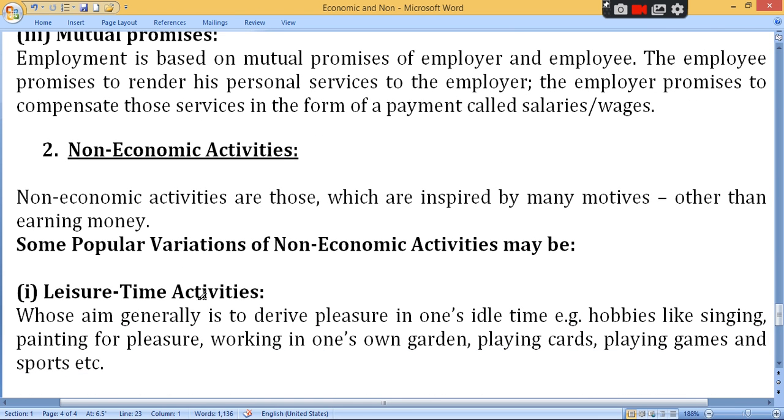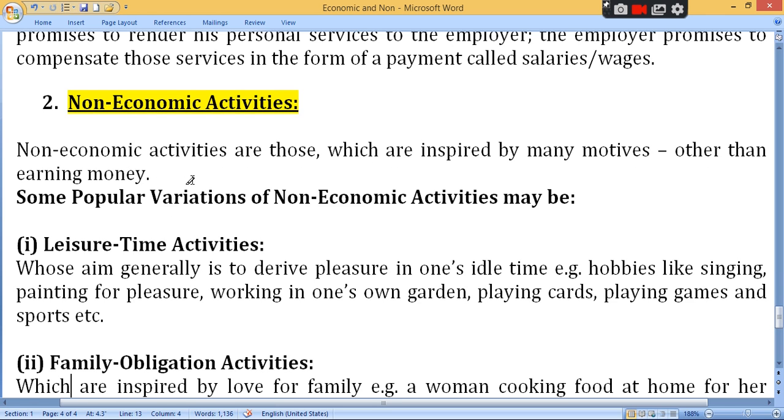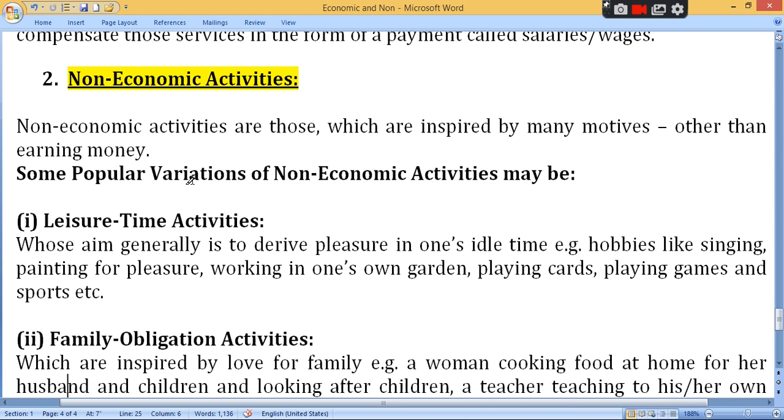Non-economic activity. Second part, that is non-economic activity. Non-economic activities are those which are inspired by many motives other than earning money. Clear? Here is non-economic activity. What will the main objective be? To provide social welfare.